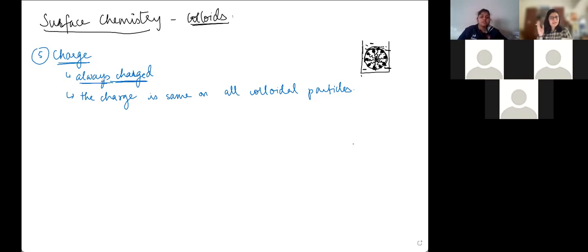Can you repeat which have positive and which have negative? I'll give a list of examples, for positive and negative. Okay, ma'am. But the point is, it is either positive or negative. If I take a particular colloid, it will always have the same charge on all the particles, always. Okay, so coming to examples, positively charged colloids.